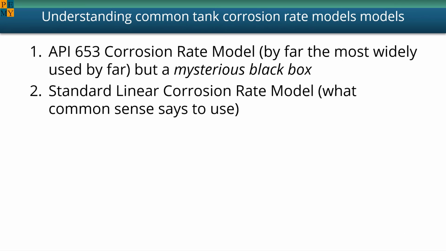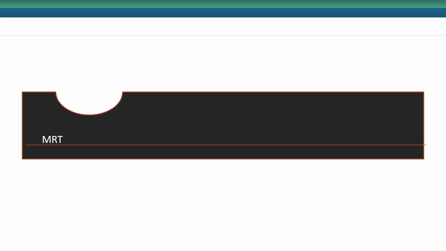So let's look again at the two basic models. There's the API 653 corrosion rate model, which is by far the most widely used, but it's also a mysterious black box. The second method, of course, is the common sense method. It says that the linear corrosion rate is simply the lost metal thickness divided by time. The black rectangle represents a portion of the tank bottom.